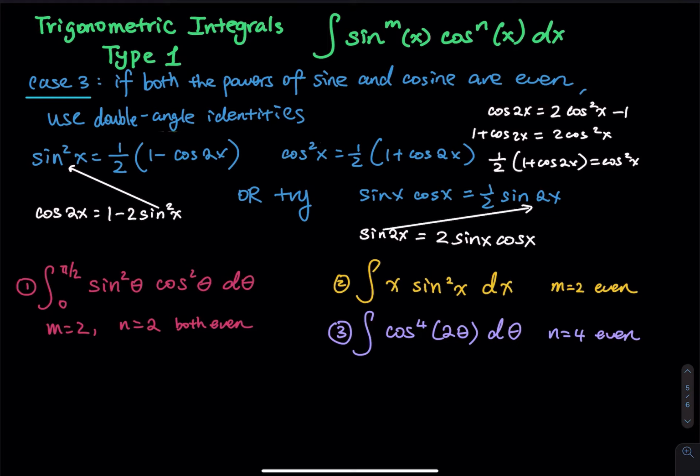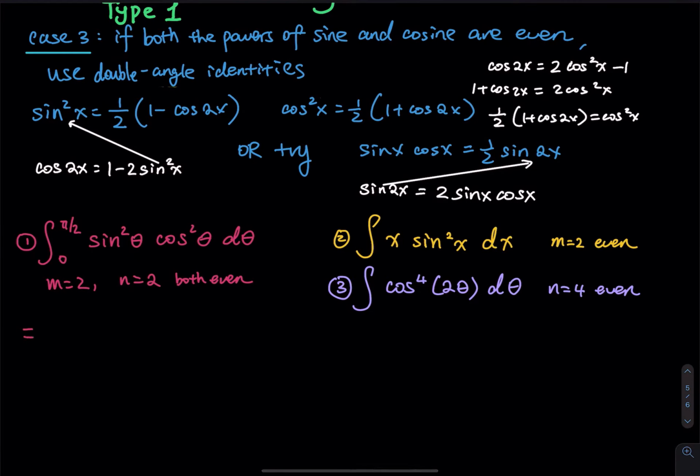For the first one, clearly they are both second power, so they are both even. That is case 3. For case 3, we have to rewrite the sine square and the cosine square. We have the formulas in blue for you. So let's do that. We have the integral from 0 to pi over 2. The sine square theta is 1/2 times 1 minus cosine 2 theta, and the cosine square is 1/2 times 1 plus cosine of 2 theta.